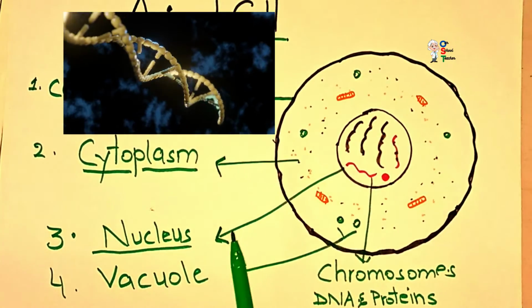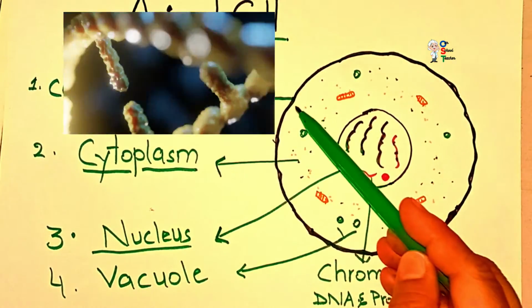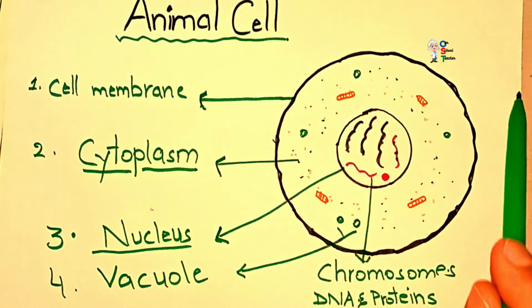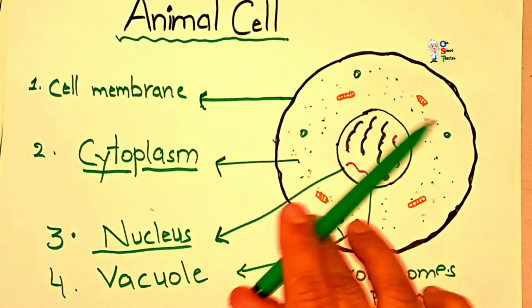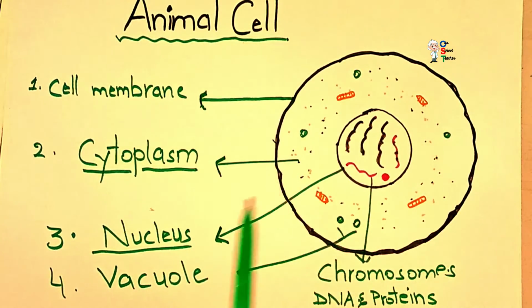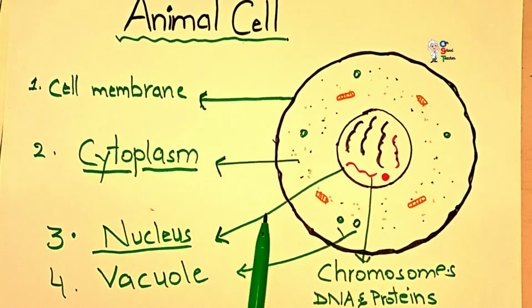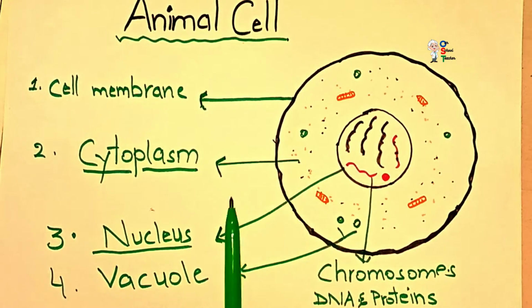Got it? So, animal cell contains cell membrane, cytoplasm, nucleus, and vacuole. And we have discussed almost all of this. Now I would like to give differences between animal and plant cell. As you have seen in plant cell, there was a cell wall that gives shape to the cell, but you are not able to observe any cell wall in animal cell. This is the difference between animal and plant cell.